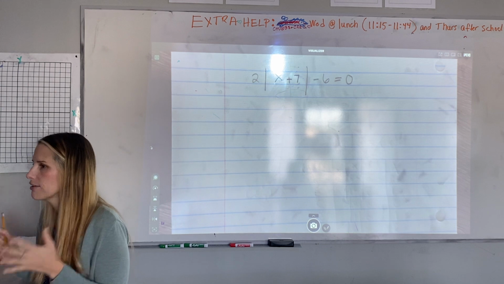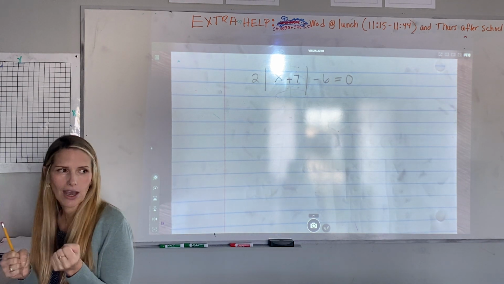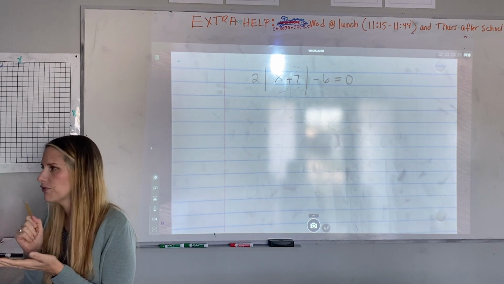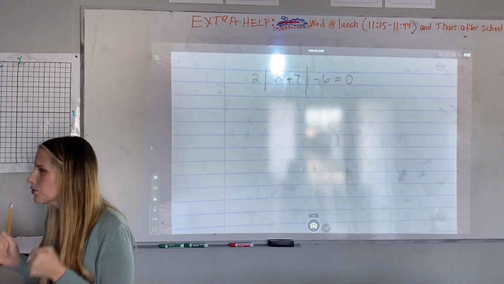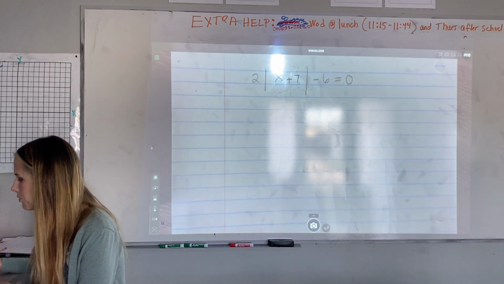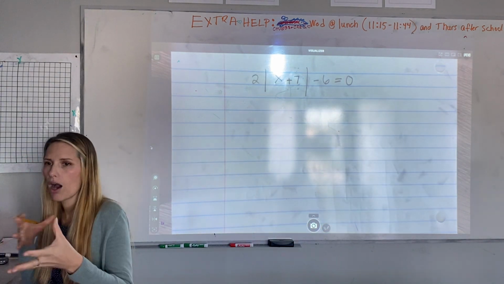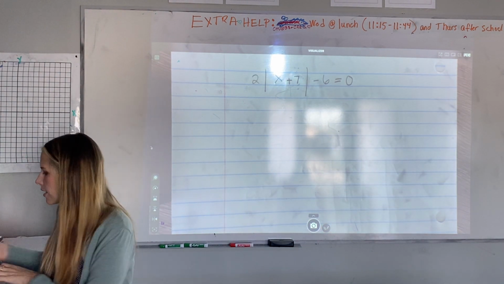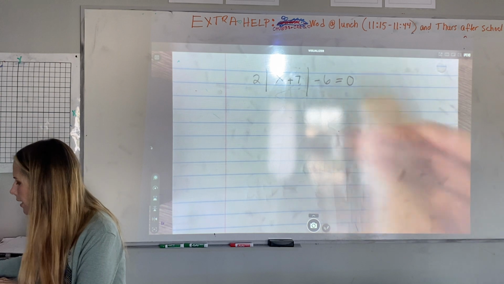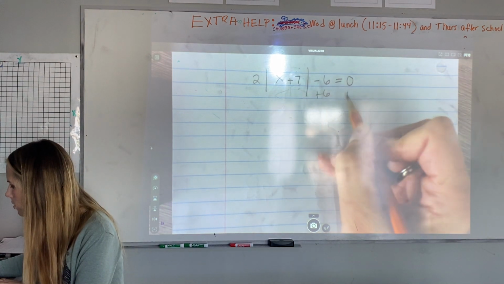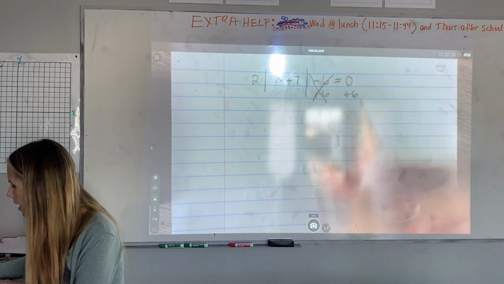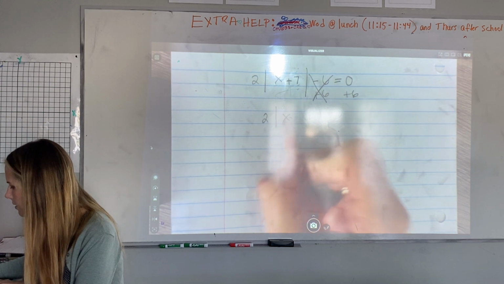So you cannot distribute. Write this down if you had a problem with that, even if you fix it on your own, just write it down. Do not distribute absolute value, okay? What we can do though is start undoing things and solving for x. So we have this -6 over here hanging out. We can add 6 to both sides to cancel that out and start simplifying this.